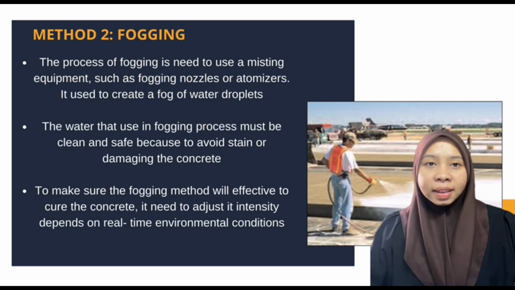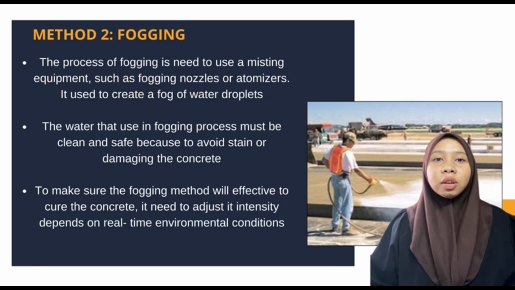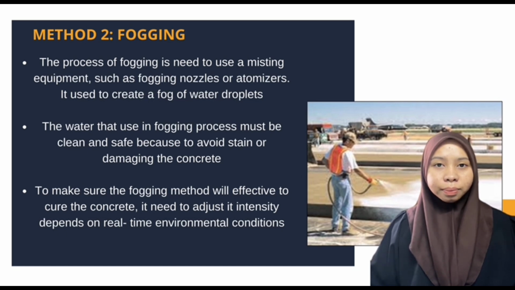The second method that can be used for curing concrete is fogging. The process of fogging needs misting equipment such as fogging nozzles or atomizers. It is used to create a fog of water droplets. With the fog of water droplets on the surface of the concrete, the surface temperature can be kept cooler and thermal stresses that lead to cracking of the concrete can also be reduced.